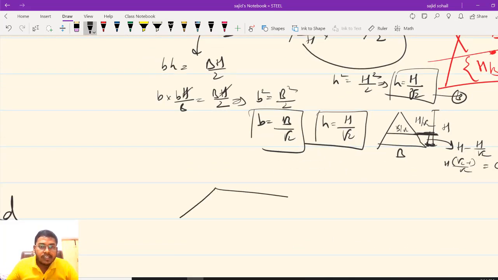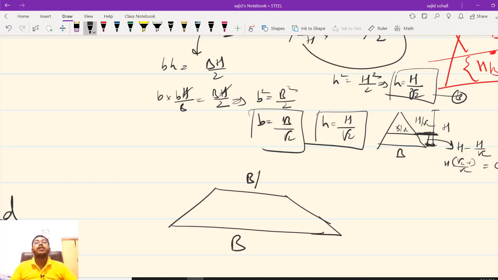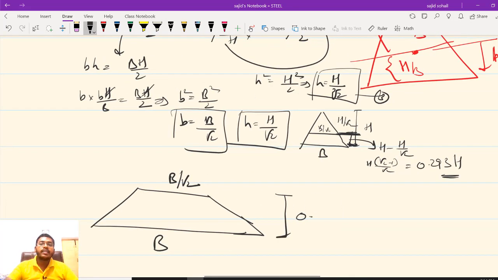The trapezoid, what is at the bottom? Let us write it down. At the bottom, I have b. Here, what is the dimension? It is b by root 2. And what is this height? This height I know, I just calculated it: 0.293h. End of story.